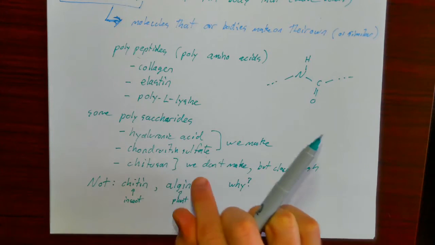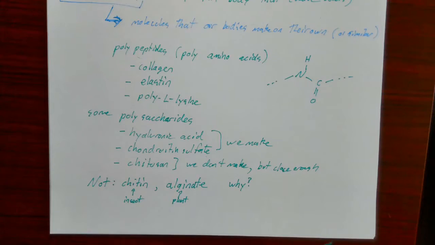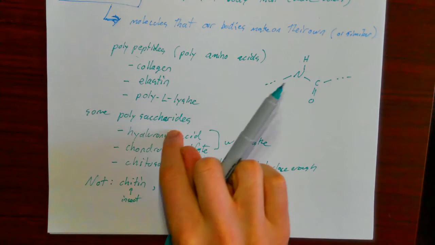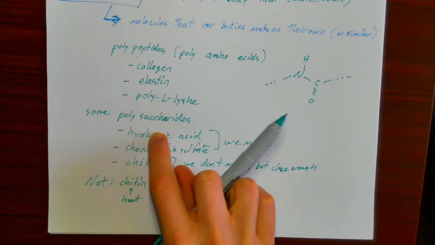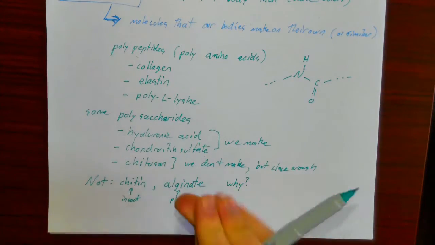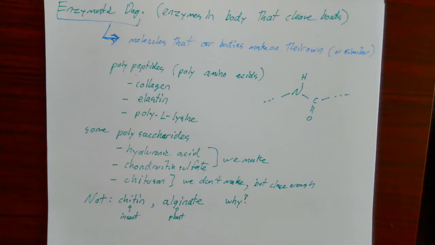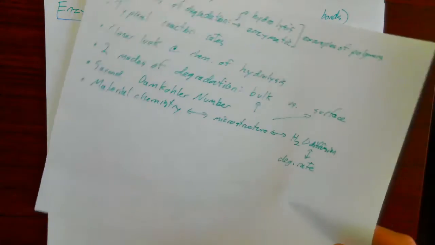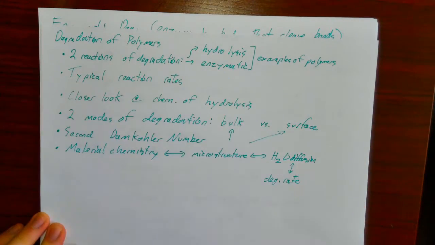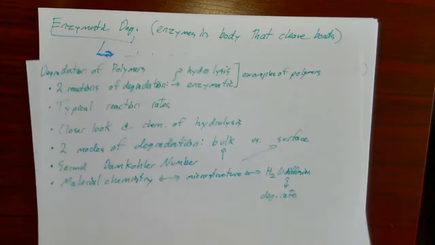Whereas for some other cases, maybe you want your implant to degrade very quickly, so you might choose a polysaccharide that your body already has in it. For example, there are some wound dressings that use chondroitin sulfate or hyaluronic acid because you want those to degrade quickly as a surface wound heals. So that's some contrast between the two reactions that involve degradation, hydrolysis or enzymatic reaction. So let's now take a look at some typical reaction rates, in particular for hydrolysis.